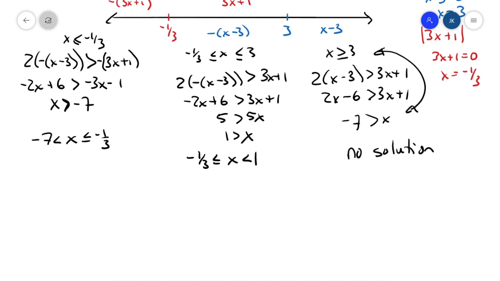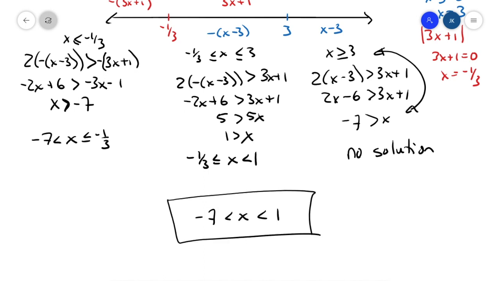So I'm just going to take a look at the intervals that I did get. I got an answer of negative 7 is less than x is less than or equal to negative 1/3. And then negative 1/3 is less than or equal to x is less than 1. So my overall solution is going to be from negative 7 out to positive 1. And this is the overall answer to this absolute value inequality.